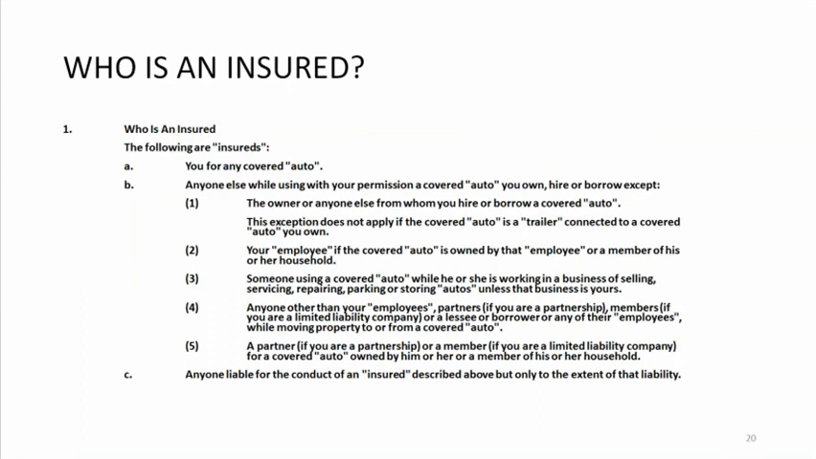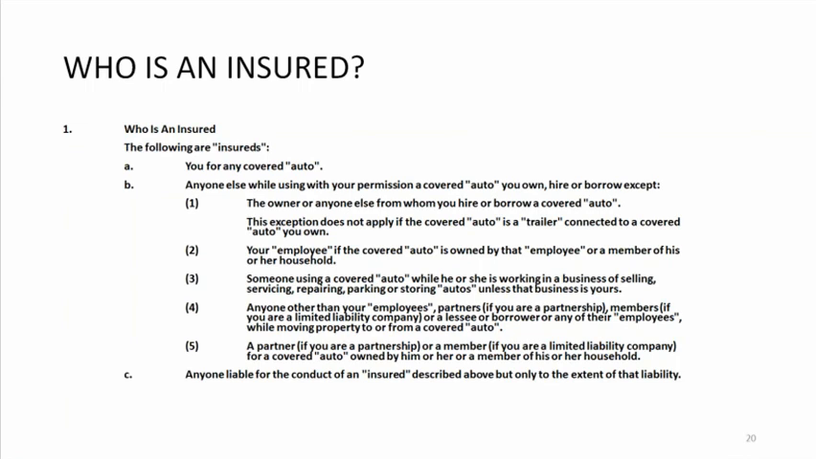Third, someone using the covered auto while he or she is working in the business of selling, servicing, repairing, parking, or storing autos, unless that's the business of yourself. Here again, when you take your car into a dealership or a repair shop, you give them permission to test drive that car. They won't be a permissive user. They have to have their own coverage. Now, we'll still cover our insured if they get named in the suit. We just won't cover the garage that's using it.